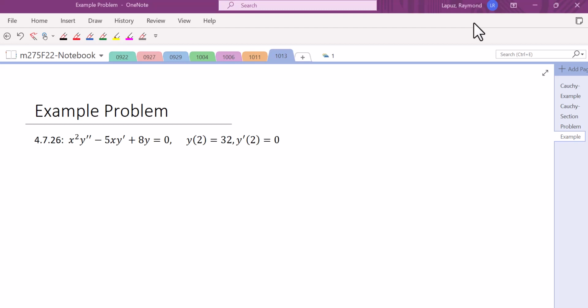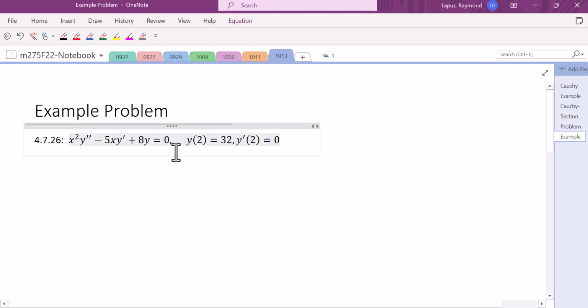My name is Lapuz, and in this video we will do an example problem where we have a Cauchy-Euler differential equation. It's second order and it's homogeneous, and we have a couple of initial conditions that makes this an initial value problem.